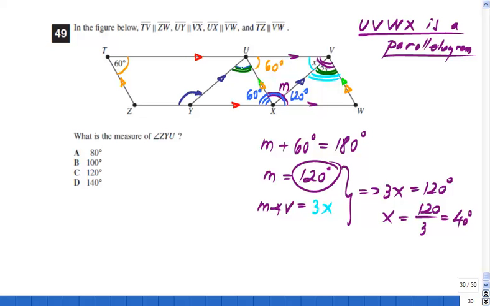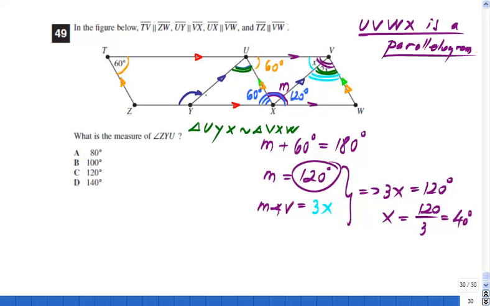How do I know that? Well, just look at triangle UYX and VXW. Those two triangles have three sets of parallel sides, which makes them proportional, similar. Triangle UYX is similar to triangle VXW. Okay?